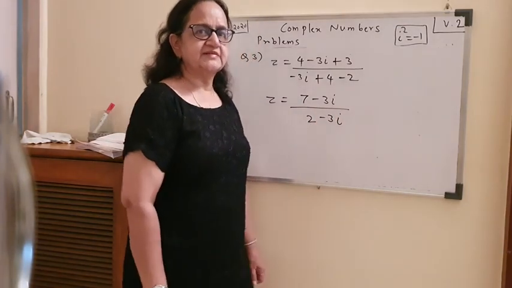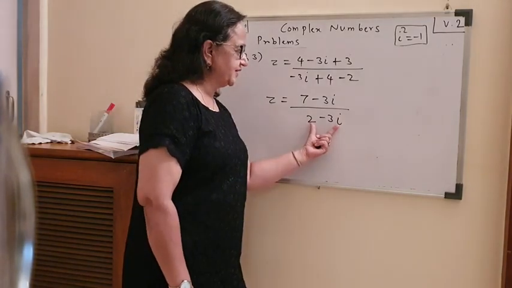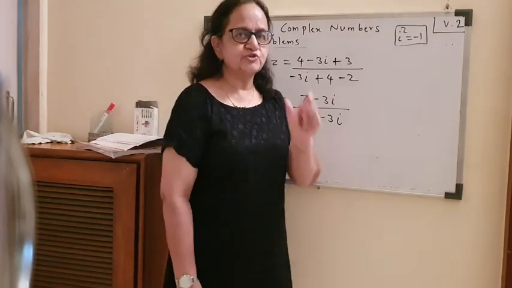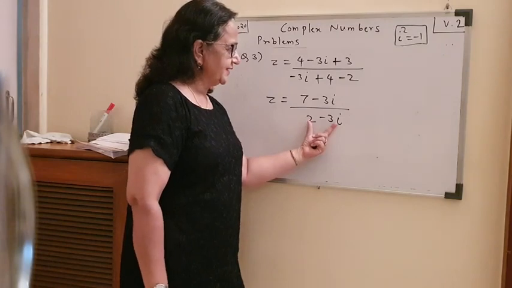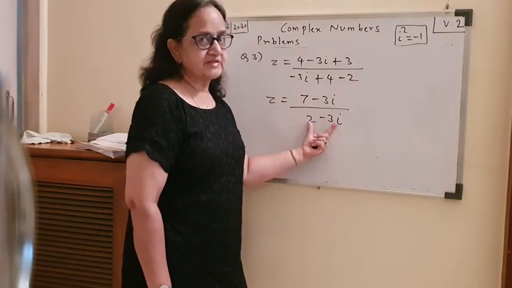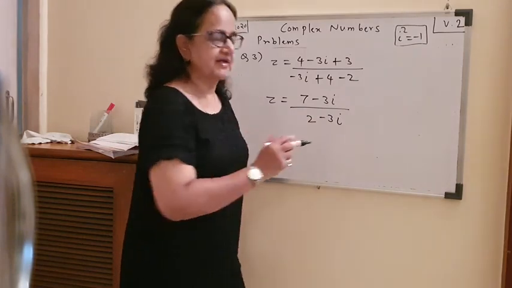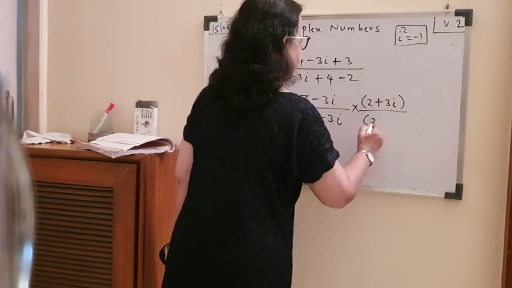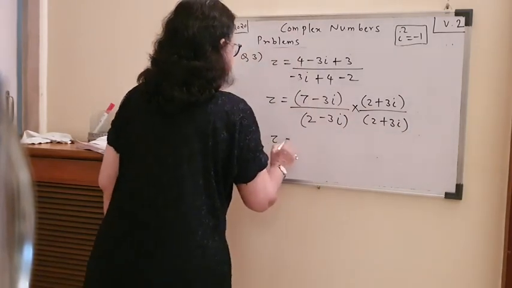Is that my final answer? No. Because i coming in the denominator is absolutely not allowed. i should always be up in the numerator. So if I get i in the denominator, what does that mean? It's a division of complex numbers. So you must rationalize. So multiply with 2 plus 3i, up and down. Bracket here.